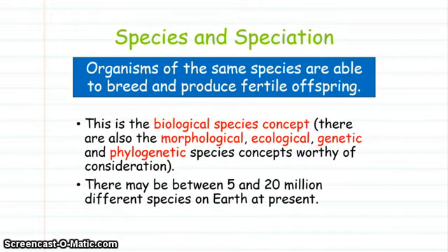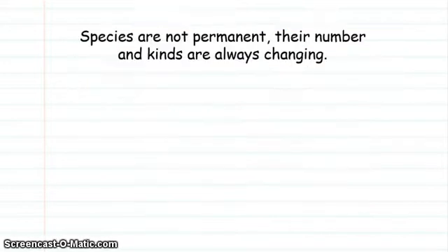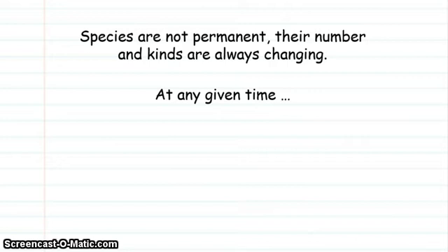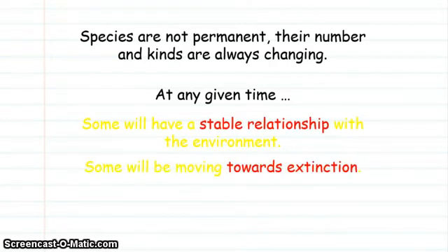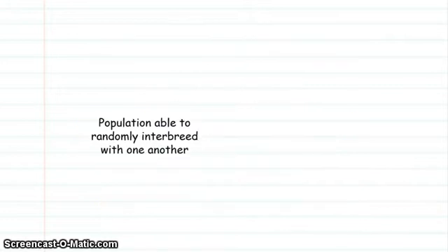So, species and speciation. What defines a species biologically is that organisms that can breed with each other and produce fertile offspring are biologically the same species. At any given time, a species may be in a stable relationship with the environment. It may be moving towards extinction, or it might be undergoing speciation.